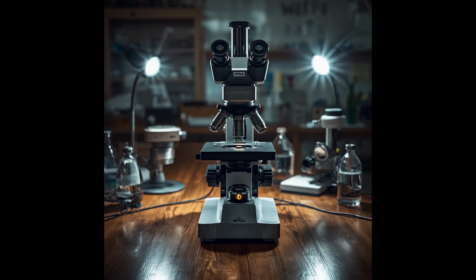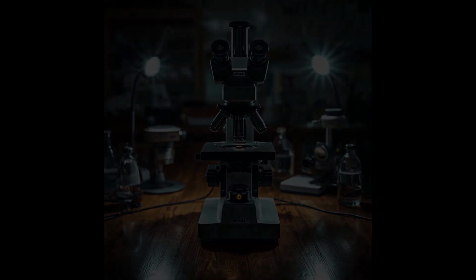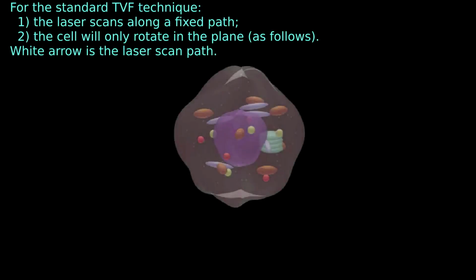Now, the problem with a microscope like this is that you are viewing the cell simply from one direction, looking down on it. So how do you rotate the cell so you can examine it from more angles? A well-established technique for looking at a cell from a different angle is something called TVF.